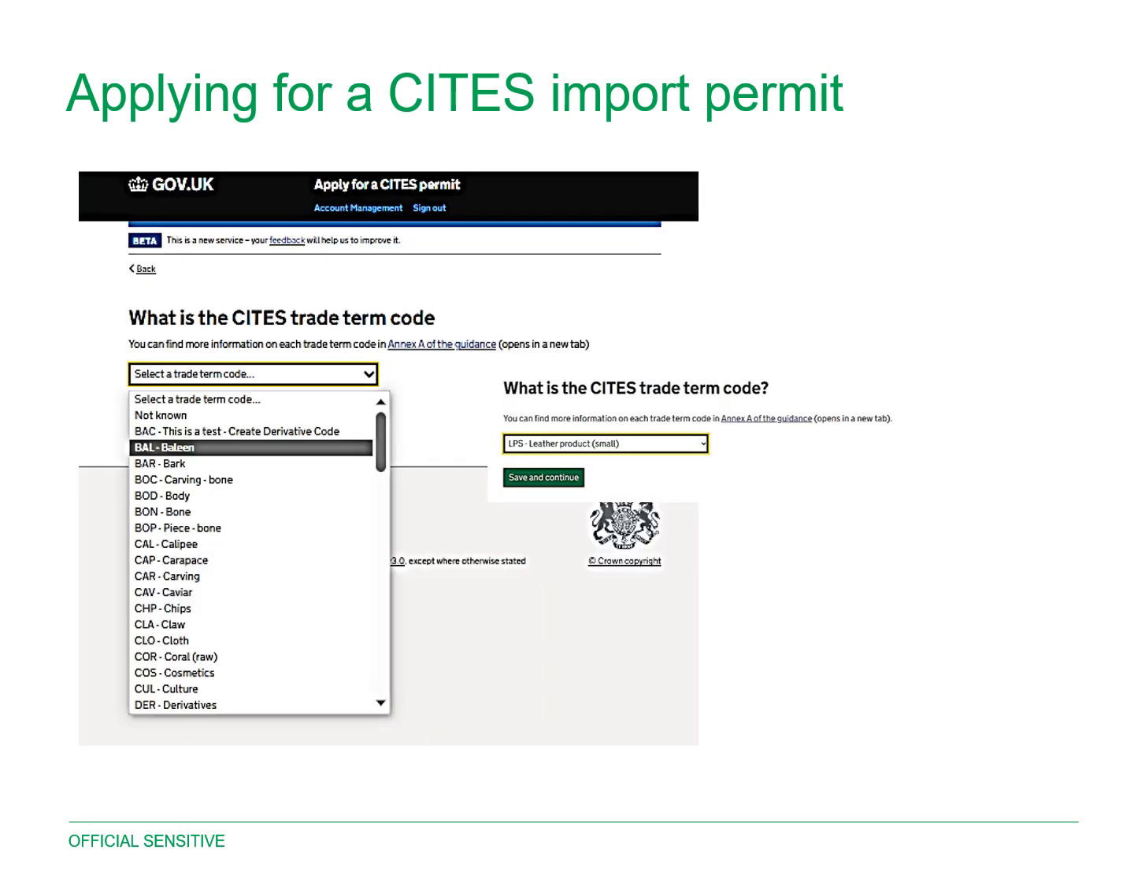You will then be asked for the CITES trade term code. All CITES items are identified by a 3-letter trade term code which forms part of the description. Click on the drop-down menu and pick the code which you think best describes the item you are applying for. The 3-letter code for an alligator skin watch strap is LPS for Leather Product Small. Once you have chosen the correct code, click Save and Continue.